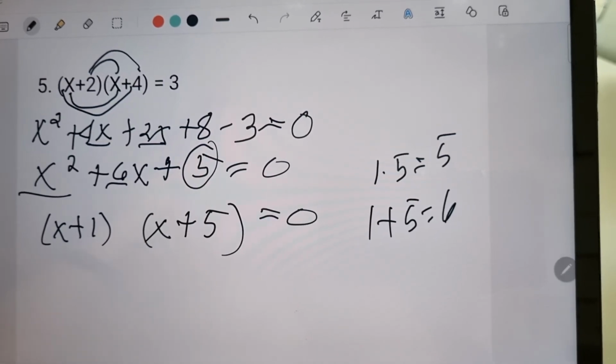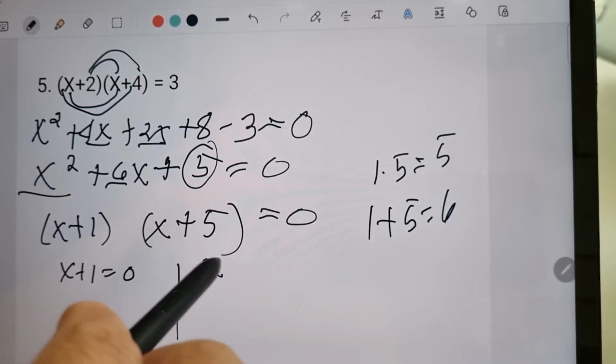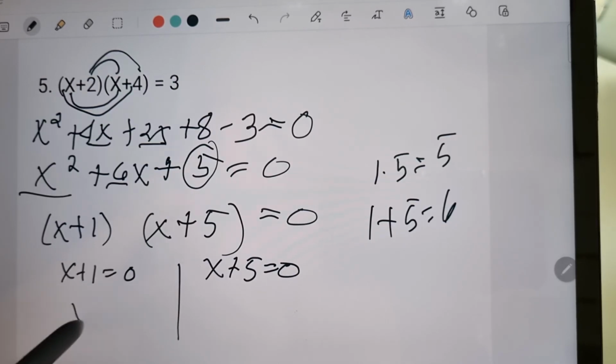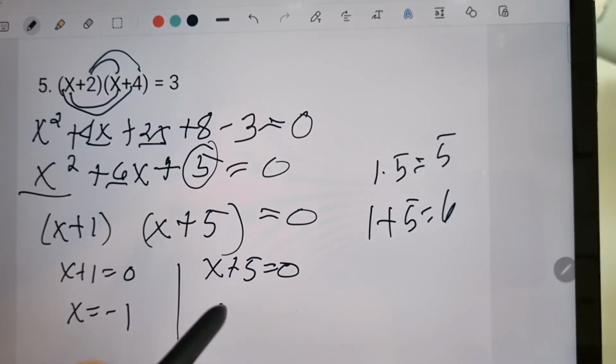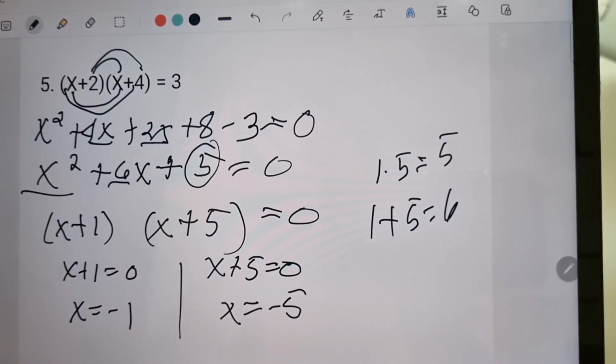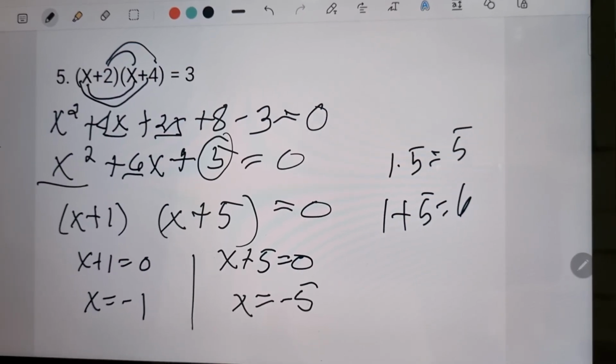Now we can set each variable factor to 0. So x plus 1 is equal to 0. And then we have x plus 5 is equal to 0. Solve for x: x is equal to negative 1, x is equal to negative 5. So we have two values of x, negative 1 and negative 5. So that's how you're going to solve polynomial equation by factoring.